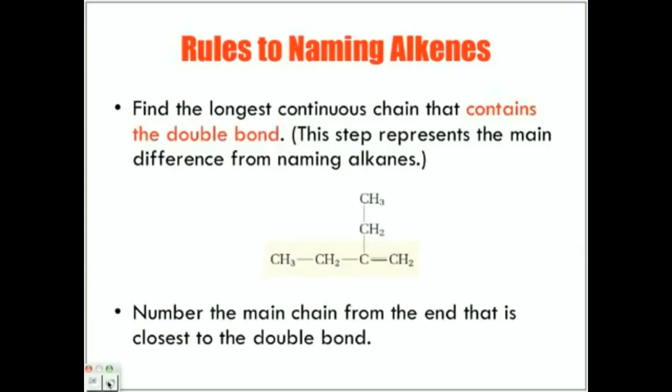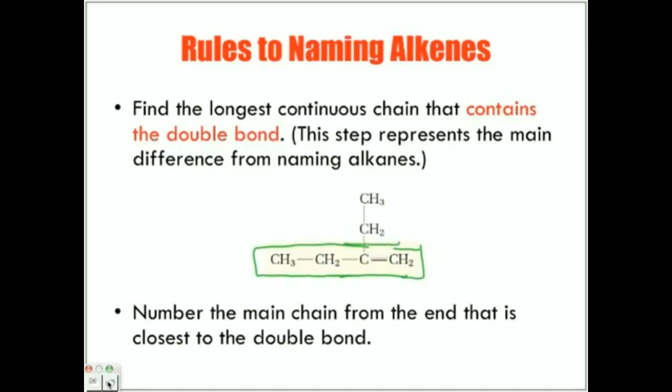Rules to naming alkenes. Find the longest continuous chain that contains a double bond. In this example, there are two possible parent chains. One is this side of the structure, but the double bond is not located in the parent chain, so it is not what we are looking for. The other part of this structure is this part. Now, the double bond is part of the parent chain.